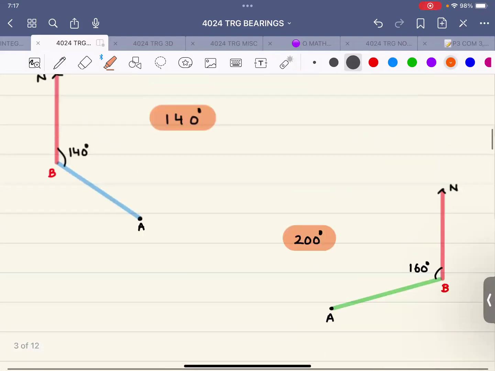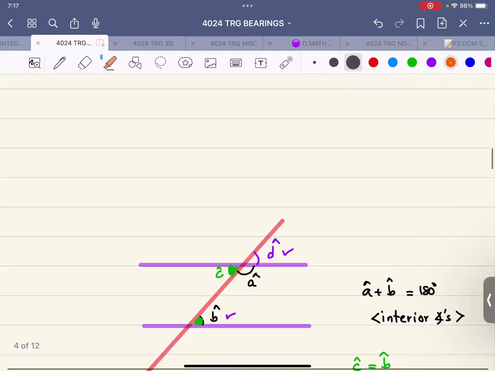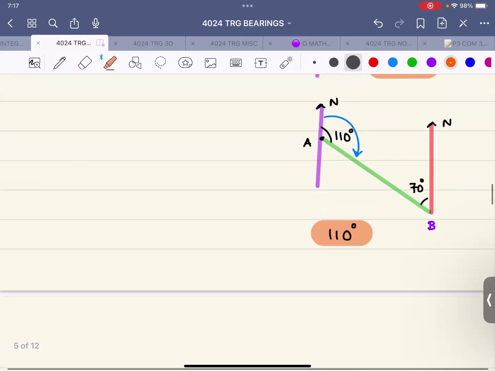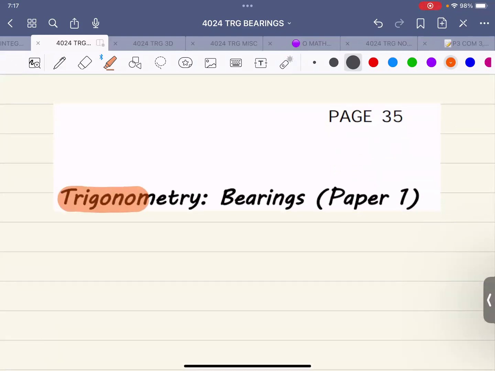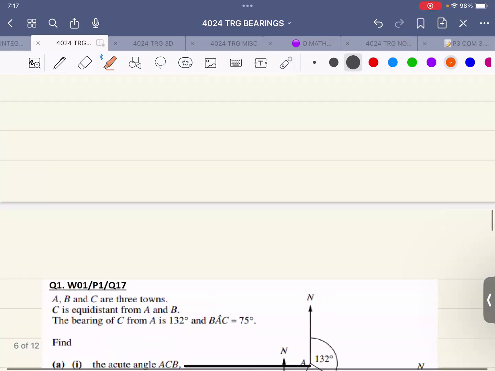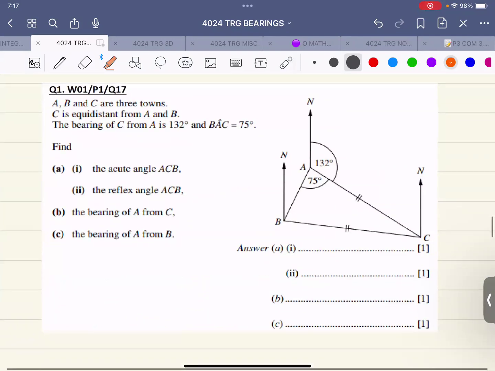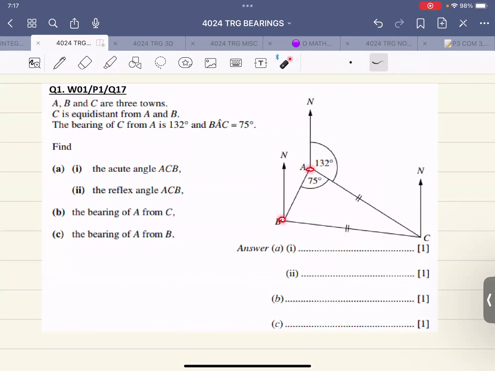This is bearing of A from B, and then the concept of angles, bearing of B from A, and we are following this. Now let's look at the exercise, trigonometry, bearings, paper 1, page 135, page 35. And let's look at the first question. Now the first question says, A, B, and C are 3 towns. This is A, this is B, this is C. These are 3 towns. C is equidistant from A and B.